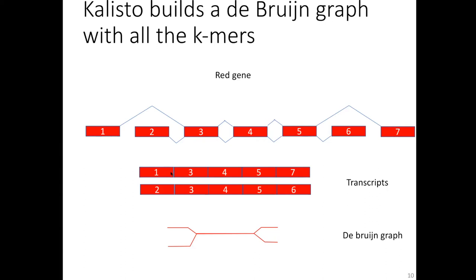So we will have 2 different isoforms, where the ones in the middle are the same, but different on the ends. And if you build that as a graph, that is going to be 1, 2, 3, 4, 5, 7, and 6. So the graph will be looking like this.